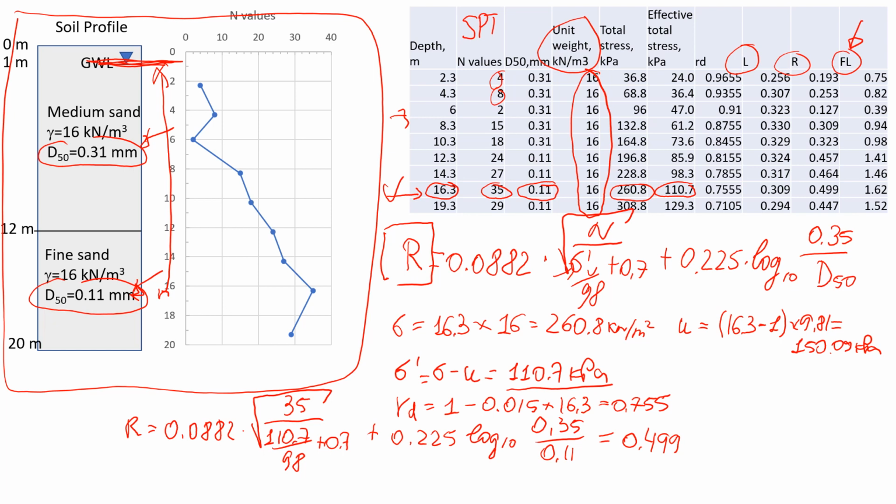So the one that you see here is from Excel. When you do hand calculations, you will see that it may be slightly different, because it depends on how much you round the values that you obtain.